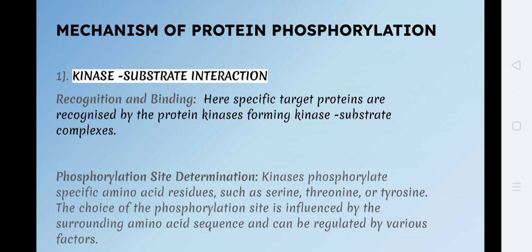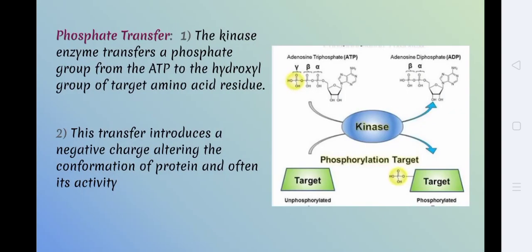Now, as the kinase and substrate have interacted and formed a complex, how does it phosphorylate? The kinase enzyme takes the phosphate group from the gamma position of ATP and transfers it to the hydroxyl group of the target amino acid residue. As this transfer introduces a negative charge, it alters the conformation of the protein and often its activity. As you can see in the picture, the gamma phosphate is now transferred to the target molecule, which is our amino acid.